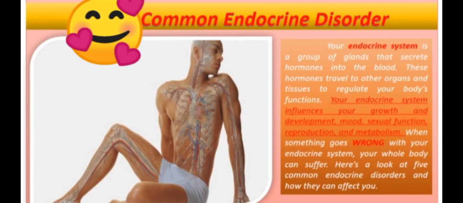Five most common endocrine disorders. Your endocrine system is a group of glands that release hormones into the blood. These hormones travel to other organs and tissues to regulate your body functions. Your endocrine system influences your growth and development, mood, sexual function, reproduction, and metabolism. When something goes wrong with your endocrine system, your whole body can suffer. Here's a look at five common endocrine disorders and how they can affect you.